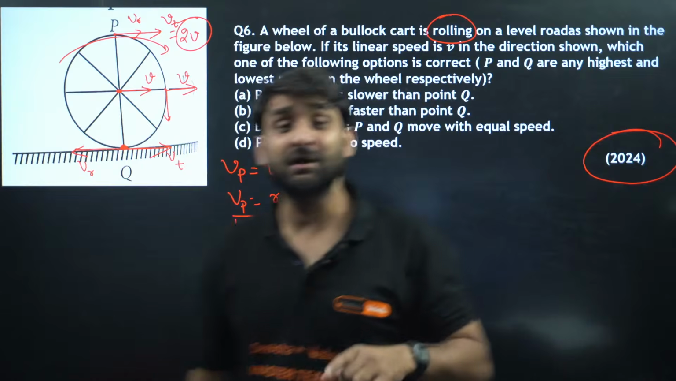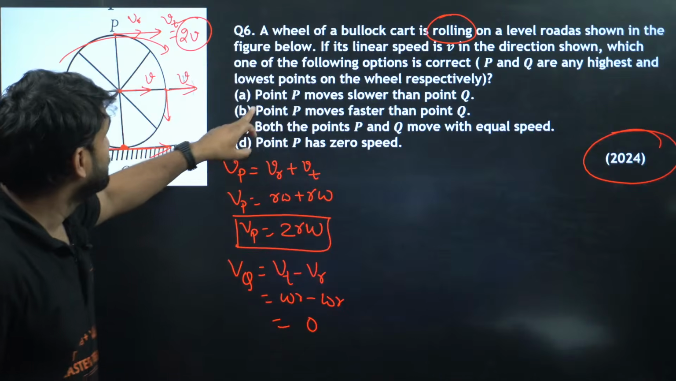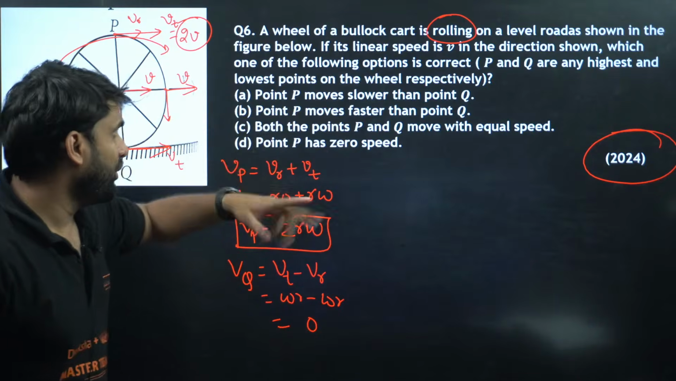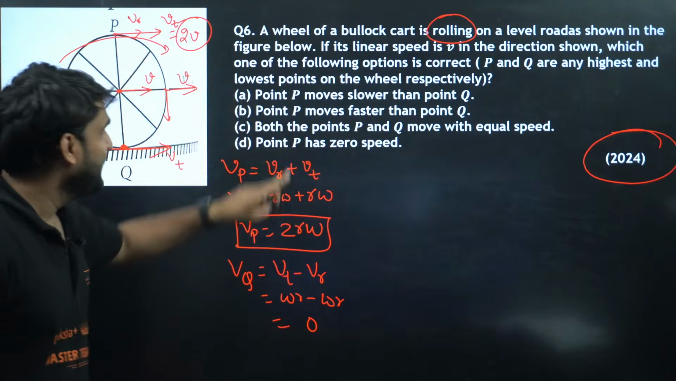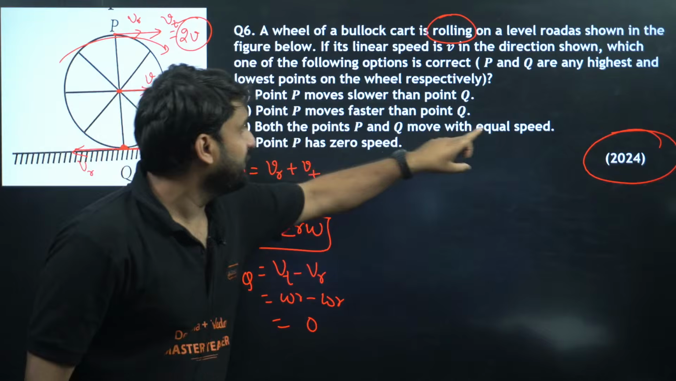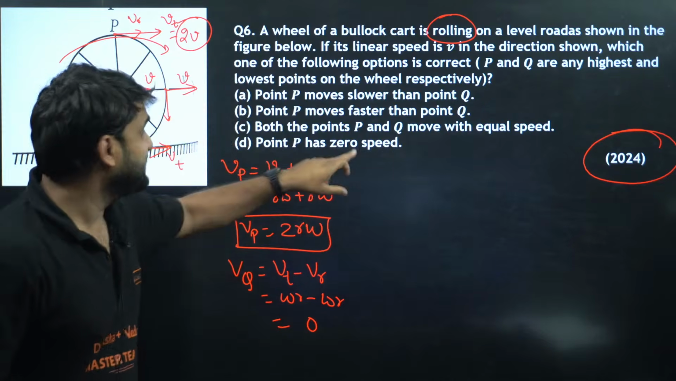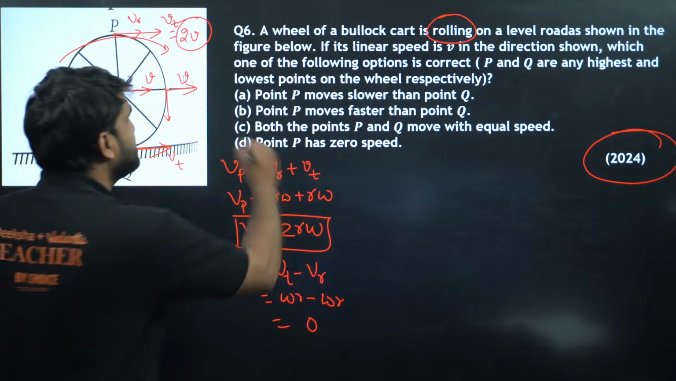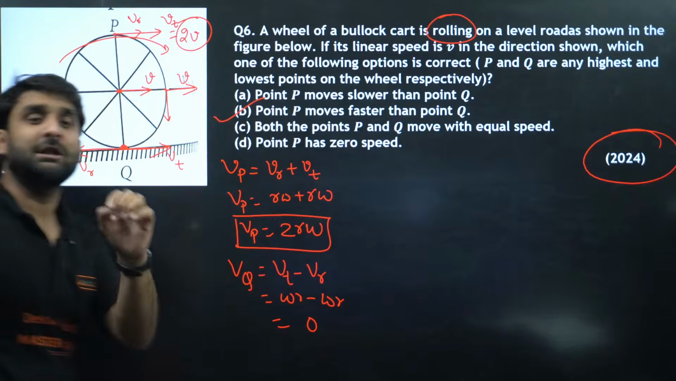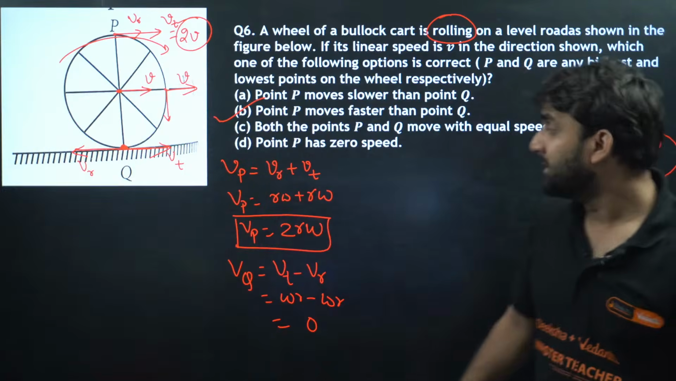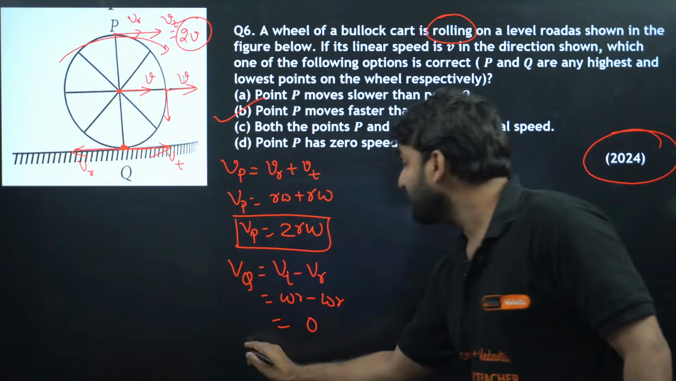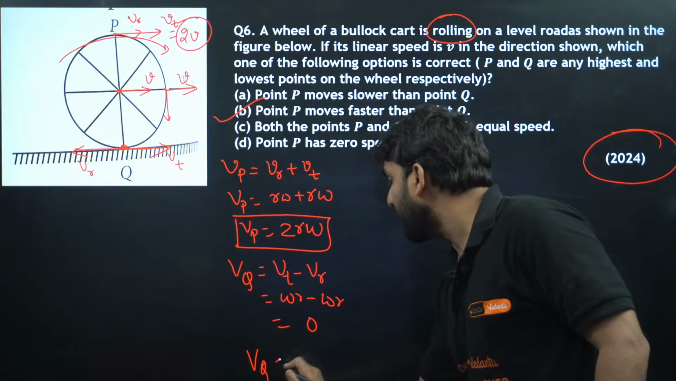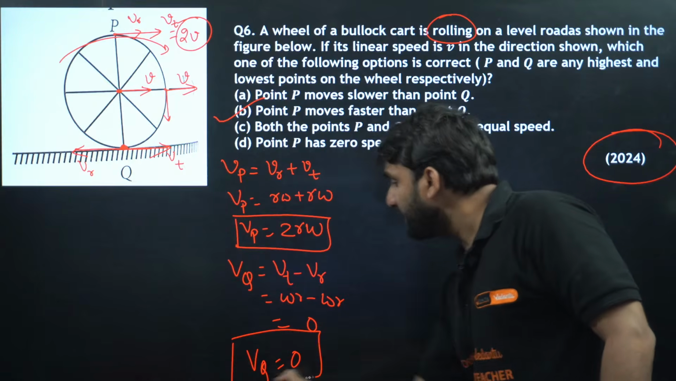So at which point will the velocity be highest? Point P moves slower than Q, no. Point P moves faster than point Q, yes, this is correct. Both points P and Q move with equal speed, no. Point P has 0, none at all. So the answer is option B. I hope this is clear to you all. Please keep it in mind. The velocity at the highest point is twice R omega, and the velocity at the lowest point is equal to 0. Keep it in mind always.